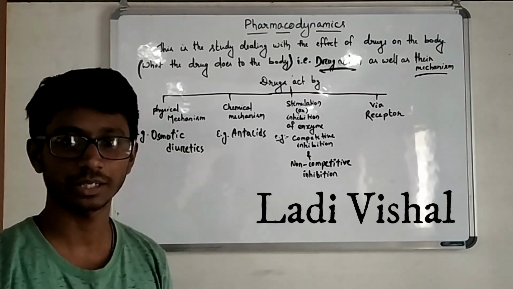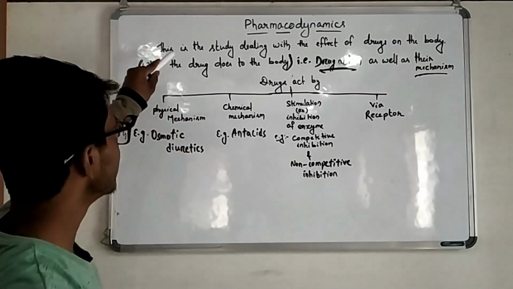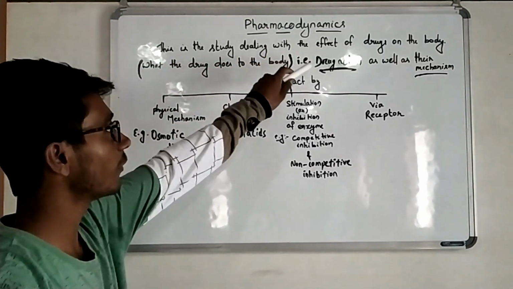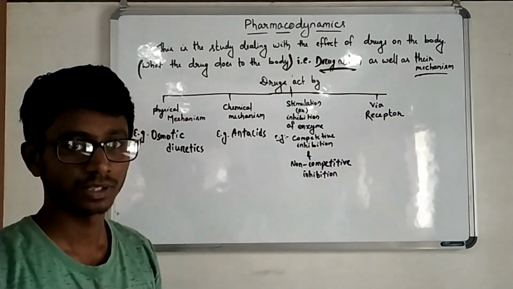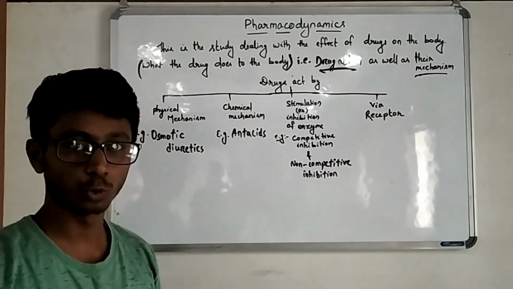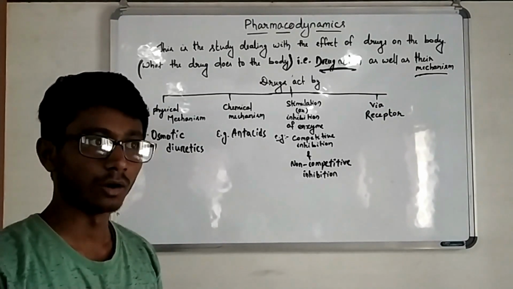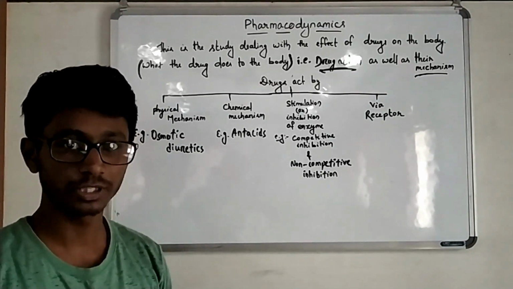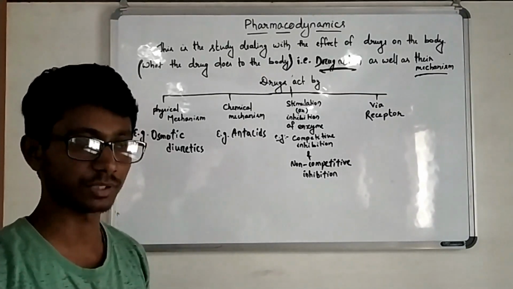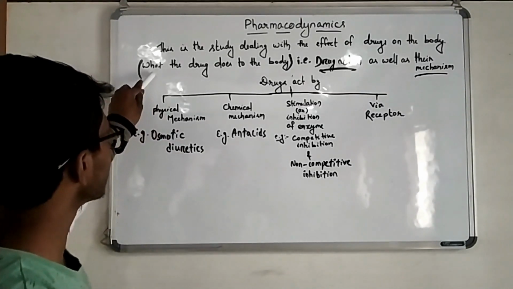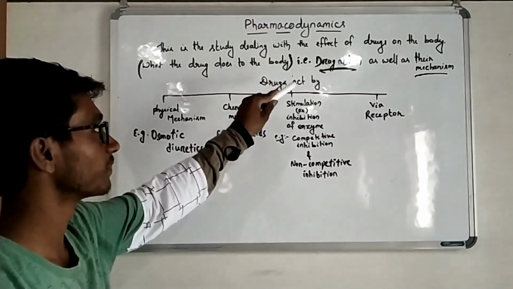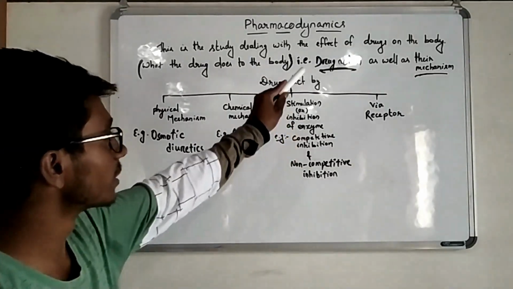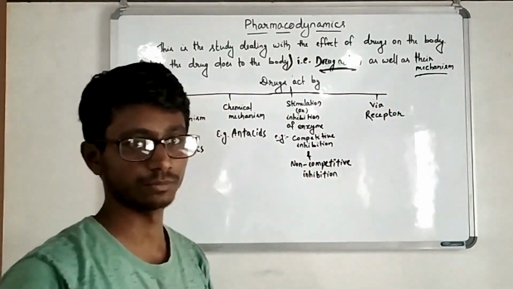Let us study pharmacodynamic study. This is a study dealing with the effect of drugs on the body. So we take drugs, those go to our systemic circulation or in our body. So what is its action to our body? We will study that in our pharmacodynamics. So generally what does it mean? It means what the drug does to the body. In this we will study the drug action as well as their mechanism.